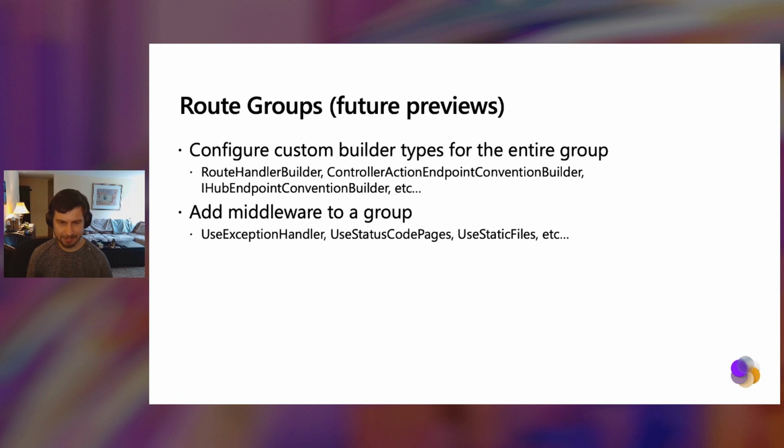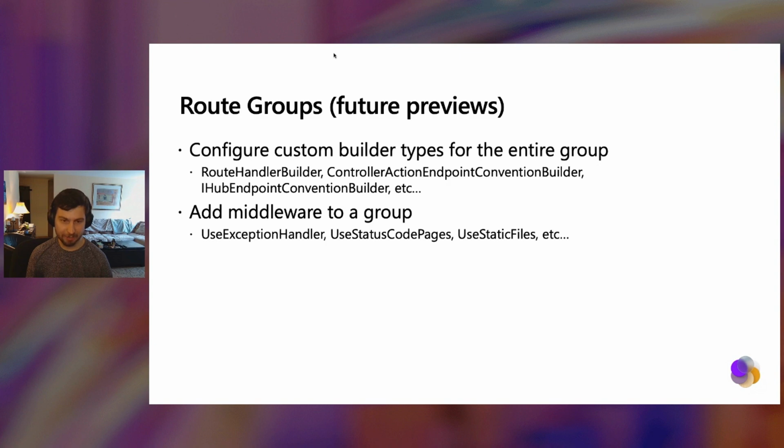For technical reasons, this is a challenge to make work, to consolidate middleware that can work with arbitrary requests with endpoints that rely on the route table. But I think this is a feature that a lot of people will want, and we're super excited to make that work, but it will not be available in Preview 4.